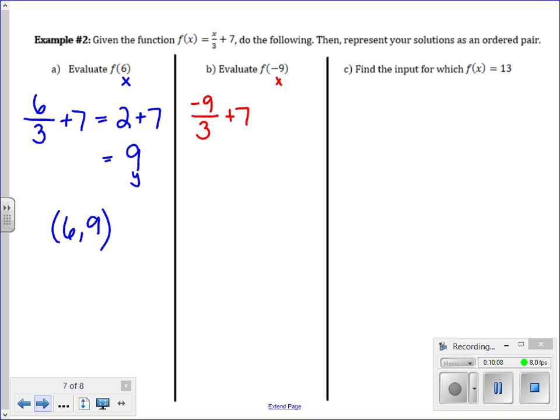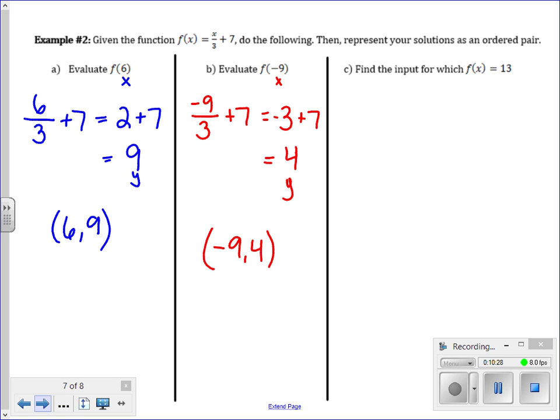Negative 9 divided by 3 is negative 3 plus 7, which equals 4. That 4 is a y value. Because I have an x and I have a y that corresponds and matches to it, I can write the ordered pair, negative 9, 4.